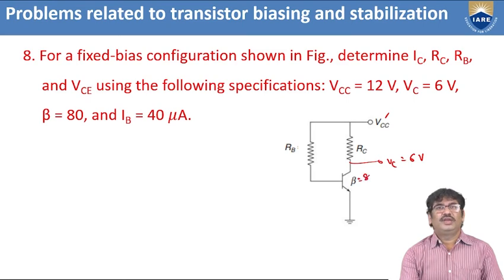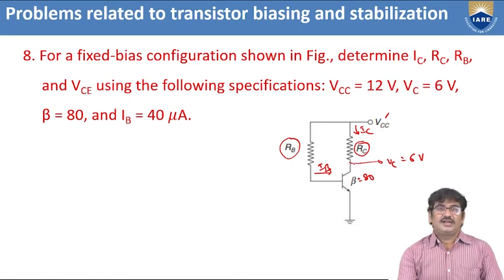Beta is equivalent to 80 and IB is equivalent to 40 microamperes. From this, we need to find out what is RB, what is RC and the collector current IC. Here, the voltage at the collector terminal, which we are denoting as VC, is nothing but the voltage between collector terminal to ground, as the emitter is connected to ground. So the VCE is nothing but VC.